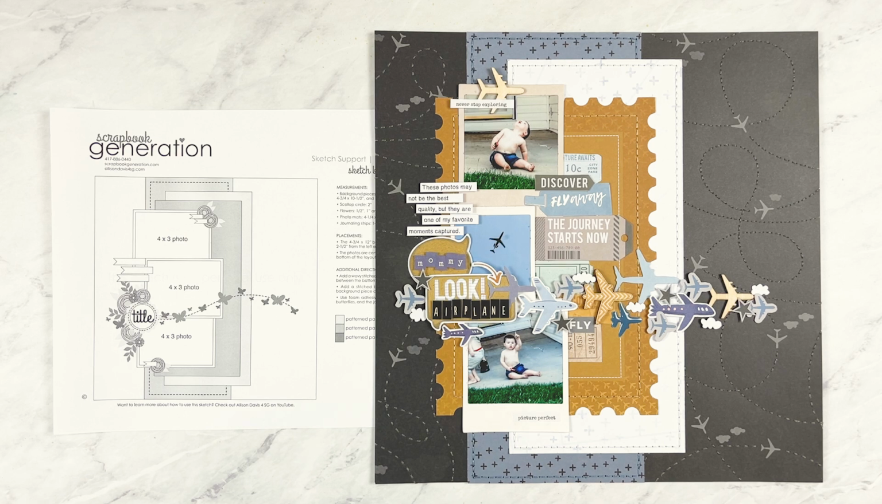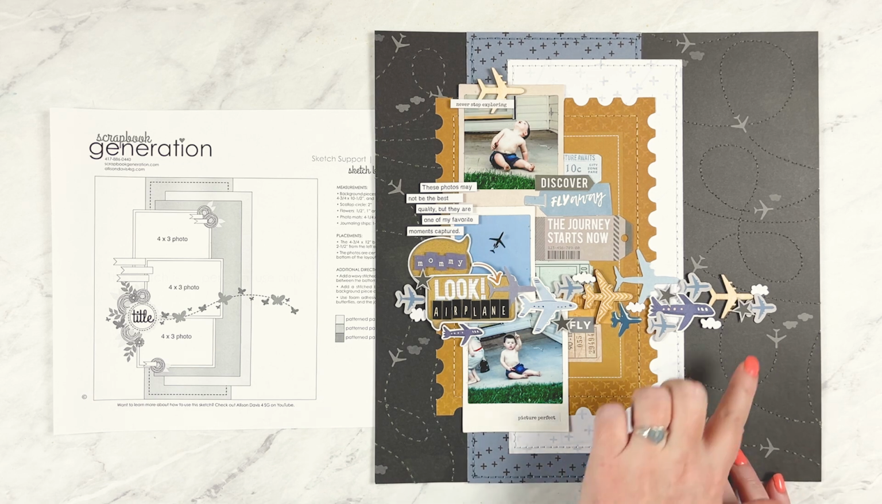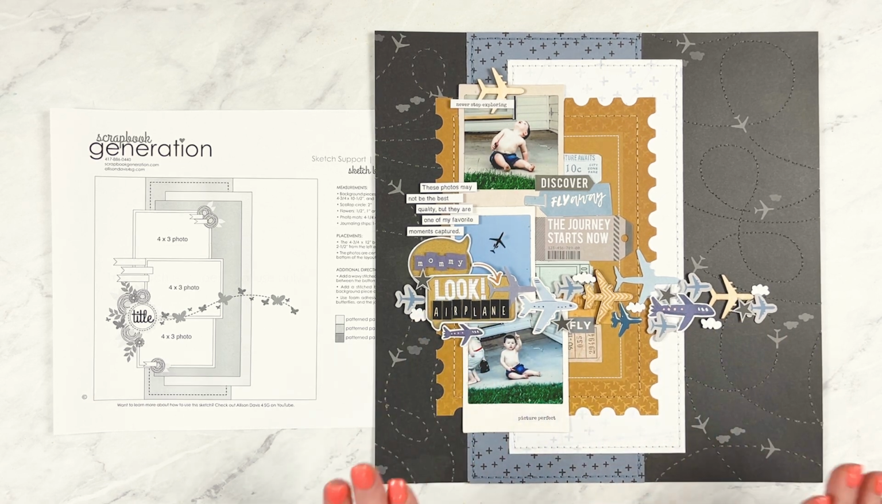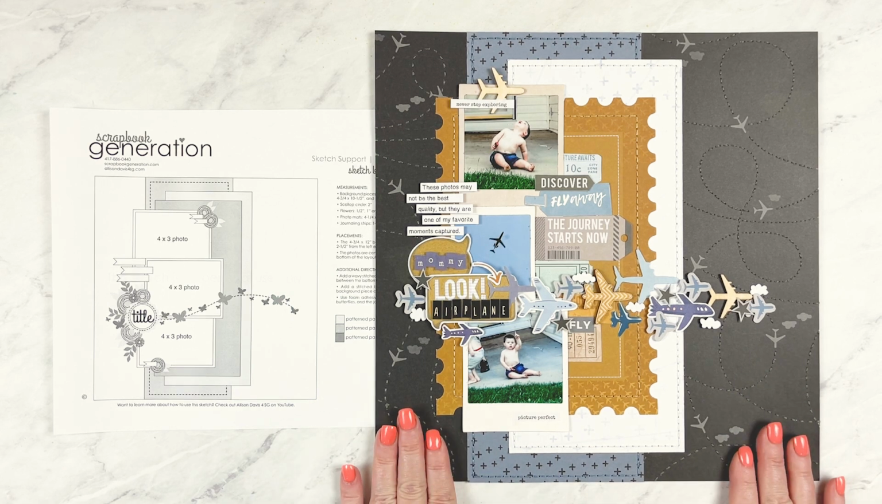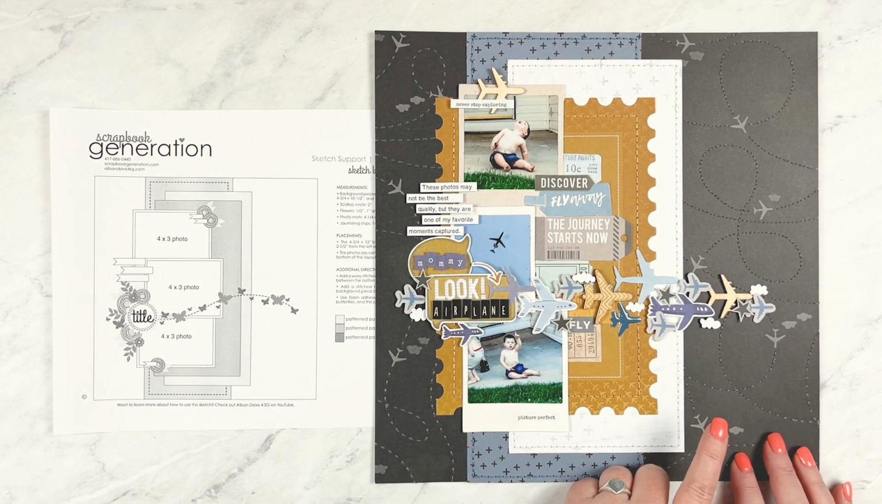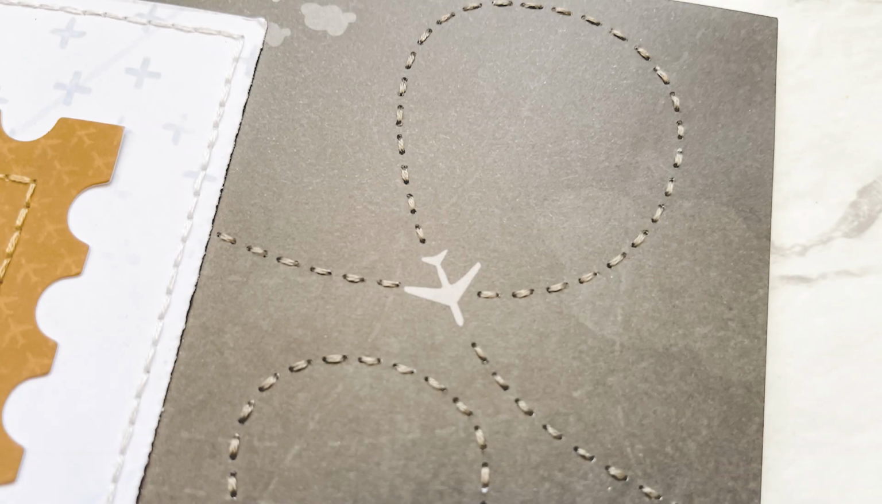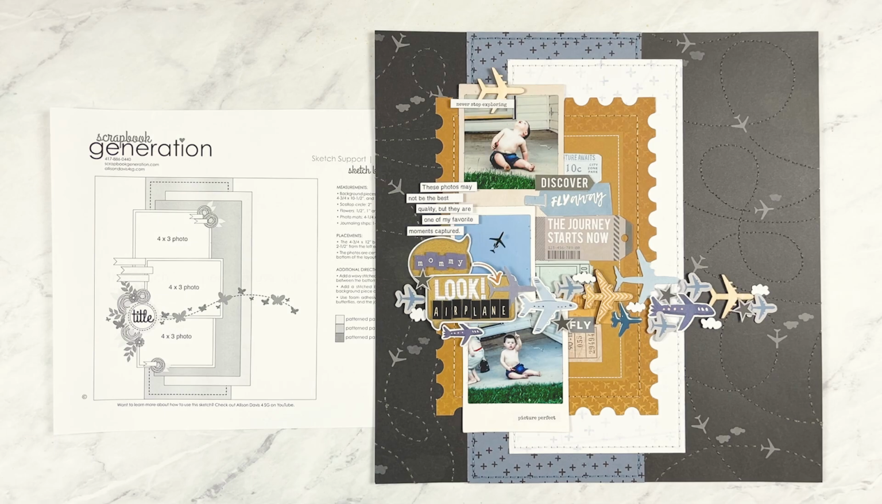So the reason I didn't go with a wavy line and instead created a cluster of planes and clouds and stars all had to do with the background paper I used. When I saw this paper, I immediately wanted to stitch on those loopy lines, and I knew it was the perfect base paper for this layout. And I love how the darker color really made those light colors of the background paper stand out.